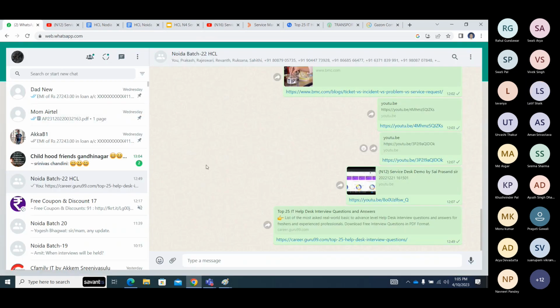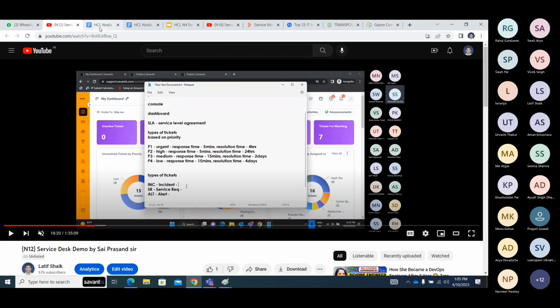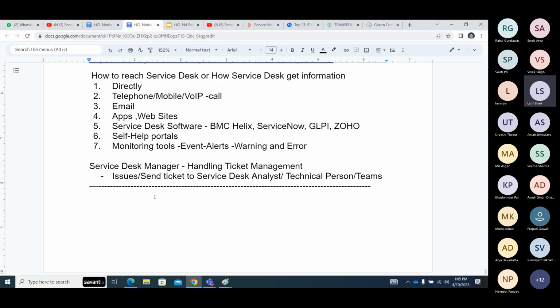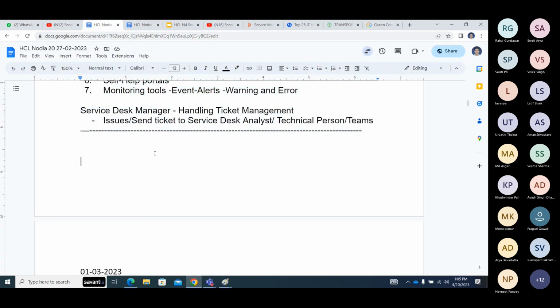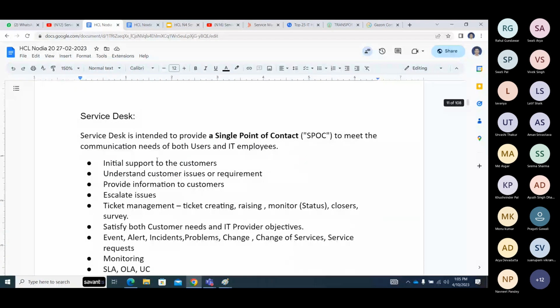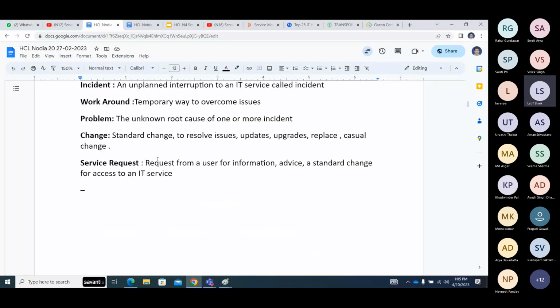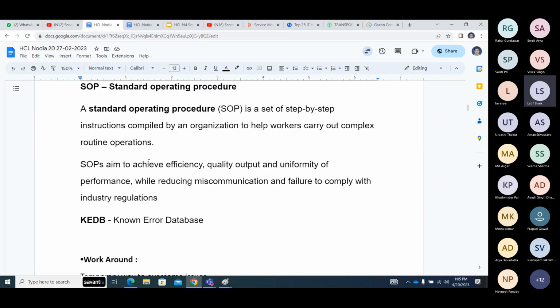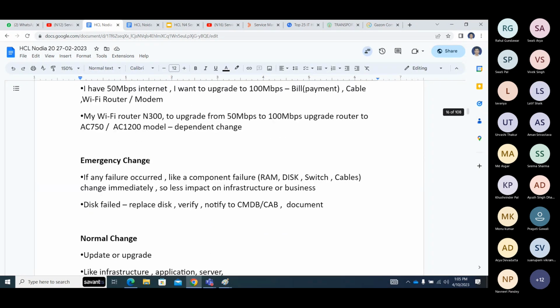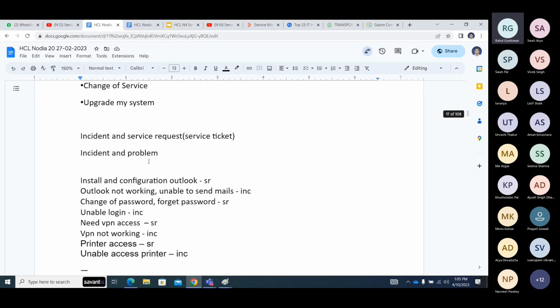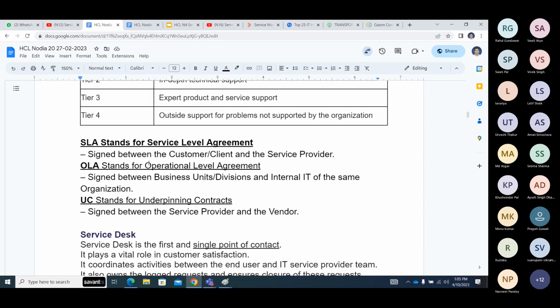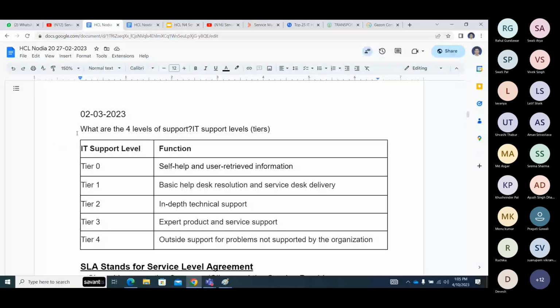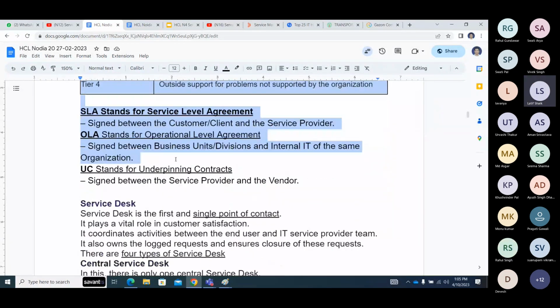Okay. Where are we here? Okay, guys, understand somewhat about what is service desk and how to reach the service desk. Yes, sir. These things, current one.